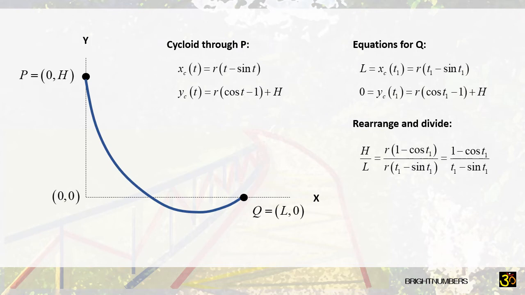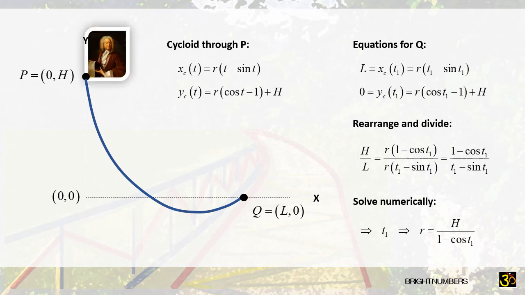No direct, analytic solution is available, but by applying straightforward techniques, for example bisection, this equation is still solvable numerically. Having found t1, the cycloid radius then follows from one of the original equations at Q. Concluding, given any 2 points P and Q, there is indeed a unique cycloid passing through them, which then constitutes the solution for Bernoulli's famous Brachistochrone problem.